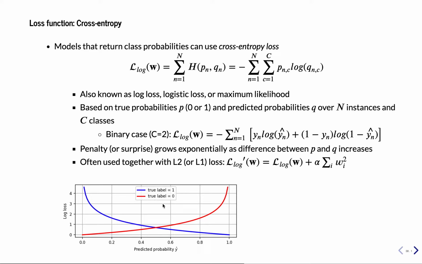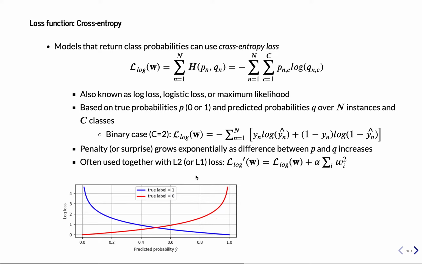The opposite is true if the true label is 0, negative, then you should predict a 0 probability. So if you do that, then you have a low loss function. If, on the other hand, you think there's a high probability of being a positive class, even though the point is negative, then you will get a large component to the log loss. Okay.